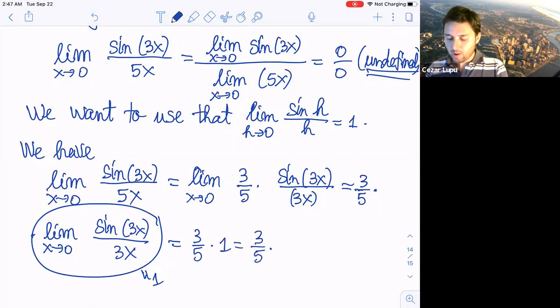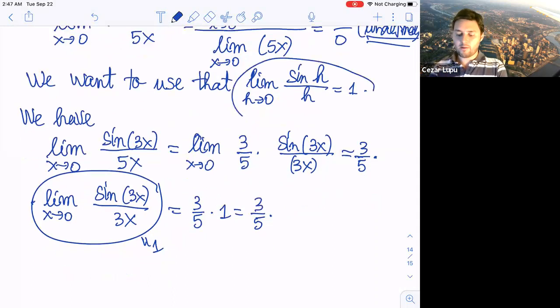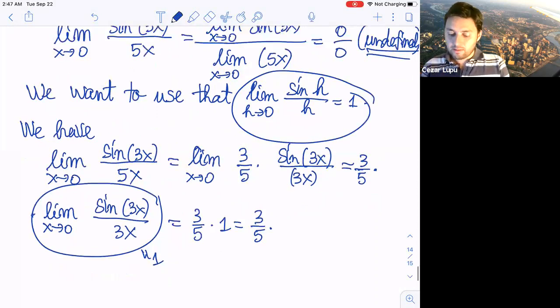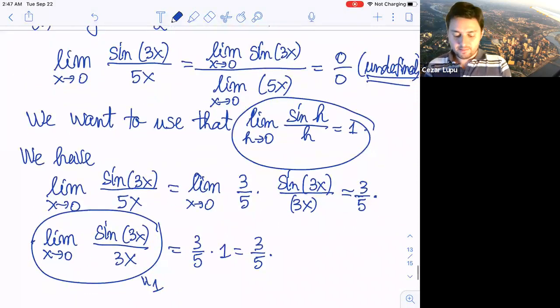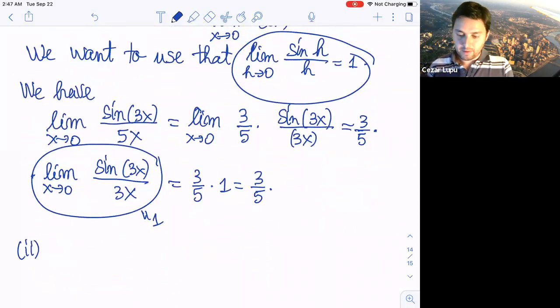Why is this 1? Well, look at this. You take h to be 3x. As h approaches 0, 3x will approach 0, and that's it. It's just that special limit with 3x instead of x. Anyway, that's it. And for the second one, now let's do a substitution here.